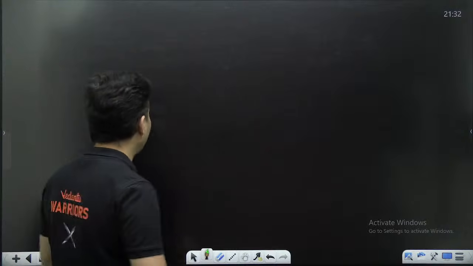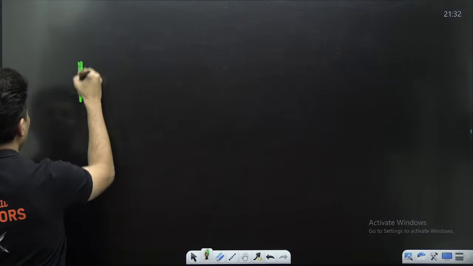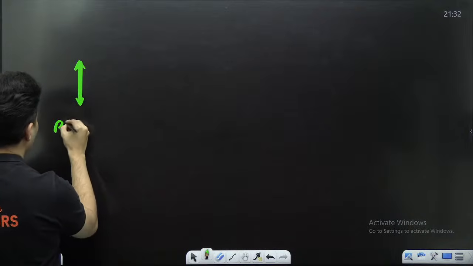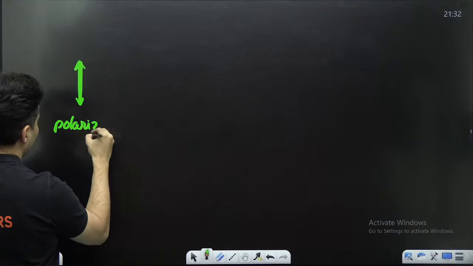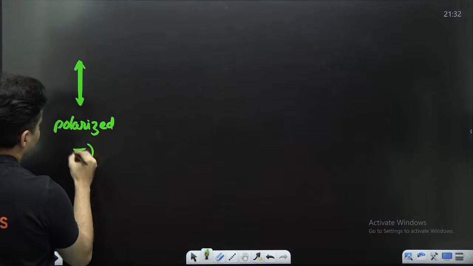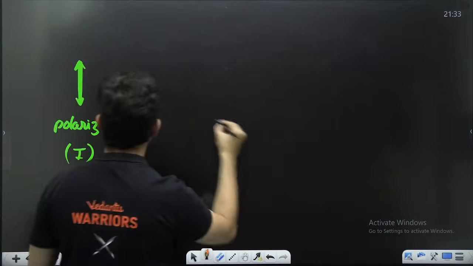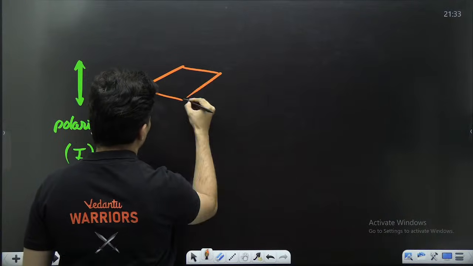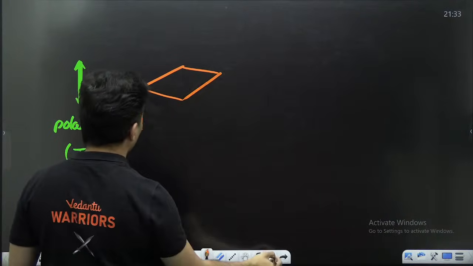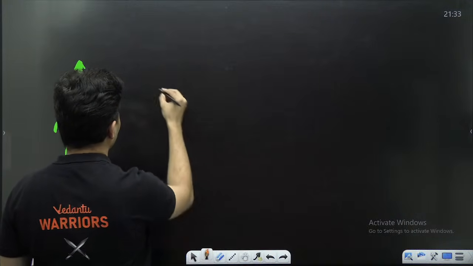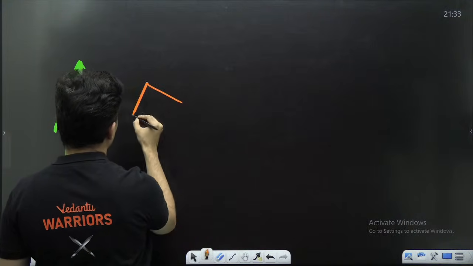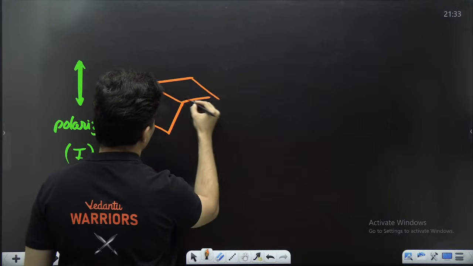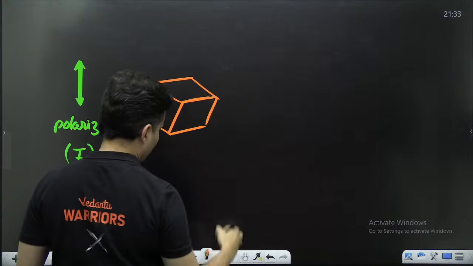Now once your light is polarized, let's say this is your polarized light of intensity I, and you make this light go through a polarizer, but that polarizer is itself at an angle. That is the crazy part. The polarizer itself is at an angle, something like this.